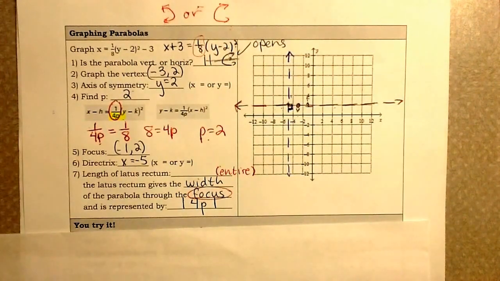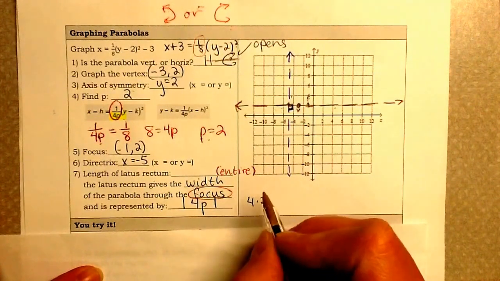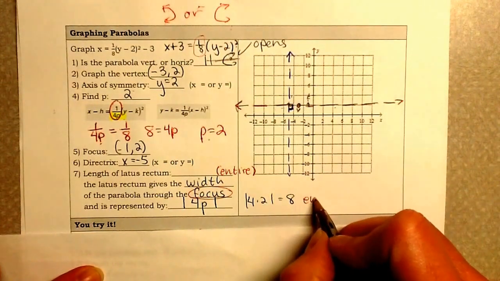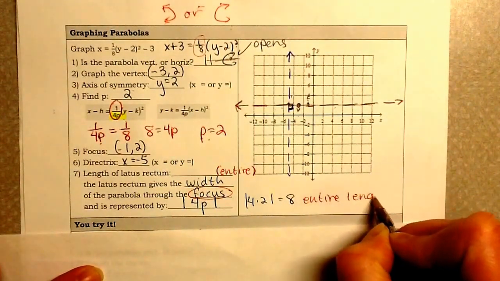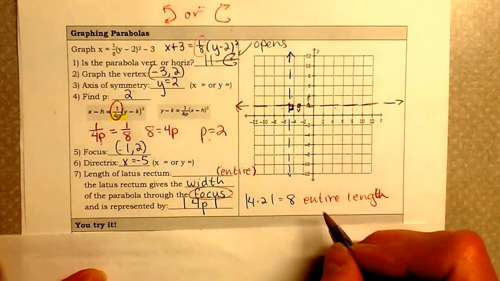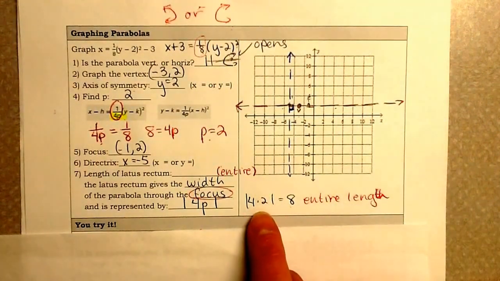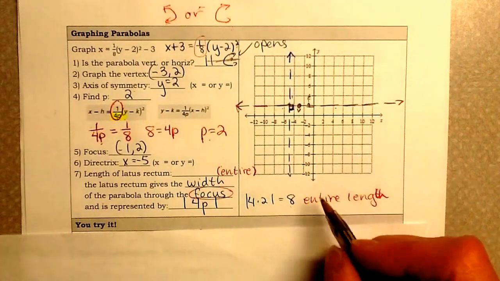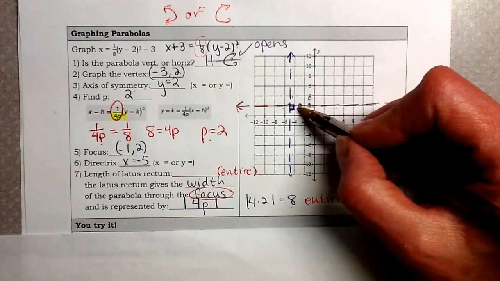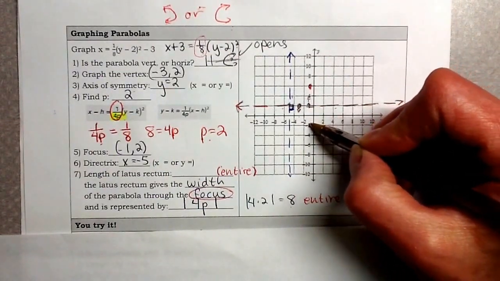Okay, so we know what p is. We need to use p again here. If we take 4 times 2, absolute value, that equals 8. Now that's the entire length. So we have to take the 8 and divide it by 2 because we're going on either side. So we're going to go 4 on either side, not from the vertex, from the focus. So we're going to go 2, 4 here and 2, 4 here.